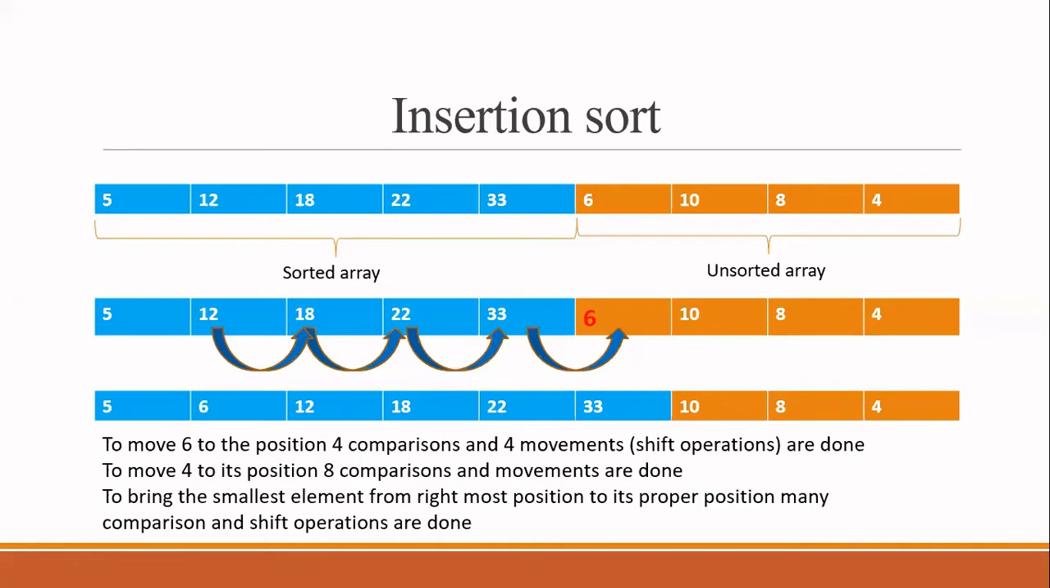Why we have this problem is that if a smaller number appears at the end of the array, like 4, a large number of comparisons and movements are required to bring that number to its position. Every time, you can see here, first I am comparing this 6 with 33, next time I am comparing 6 with 22. Every time I am comparing with an element which is only one position away. First I am comparing with 33, whose index is 4, then with 22, whose index is 3. Every time I am decrementing the index by 1 and then comparing.